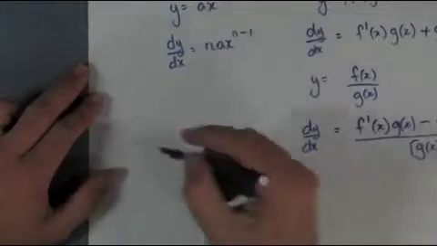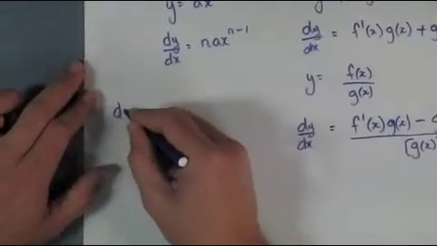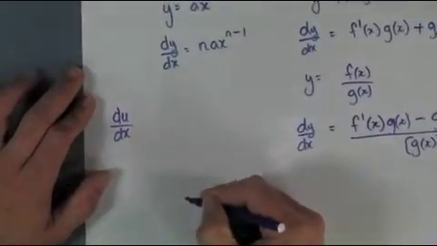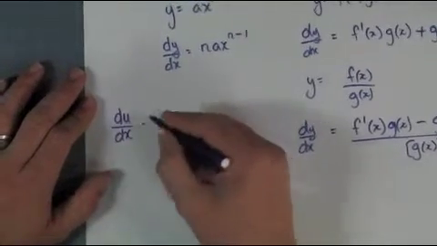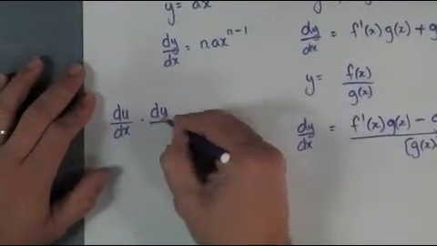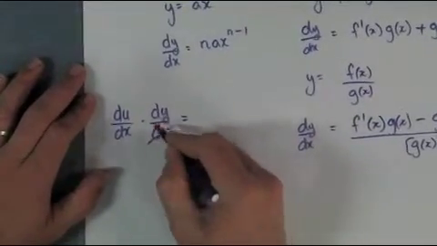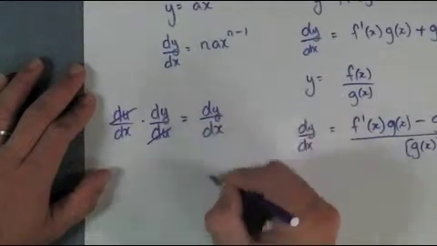Finally, if I was to have two functions, one of them being du, and I wanted to find its derivative with respect to x, and I multiplied it by another function which was the function y, which I've differentiated with respect to u, then this would be equal to the derivative of dy/dx.